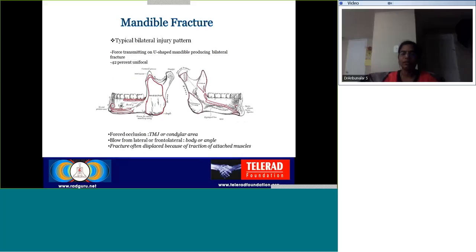Next comes the mandibular fracture. Since the mandible is a U-shaped structure, whenever force is applied, there will be a typical bilateral injury pattern. So we will look at the force dynamics. If the patient had forced occlusion, there will be a temporomandibular joint dislocation or subluxation, or a condylar region fracture. If there is a blow from the lateral or frontolateral region of the mandible, then there will be a fracture of the body or the angle of the mandible. And the fracture often gets displaced because of the traction of the attached muscles.